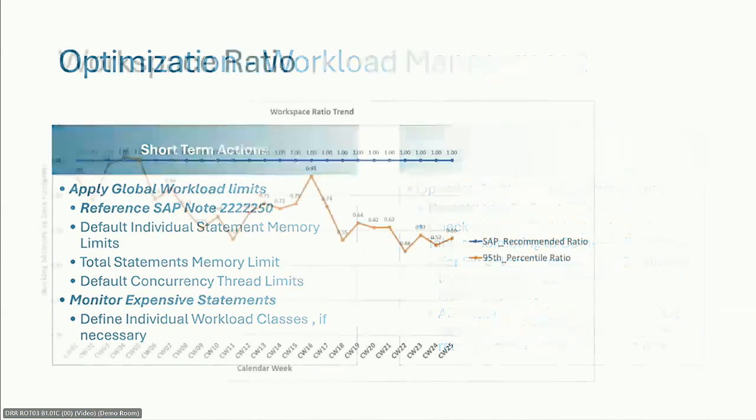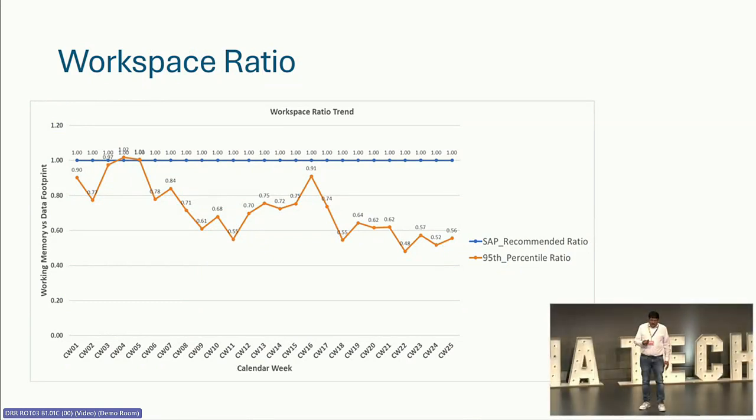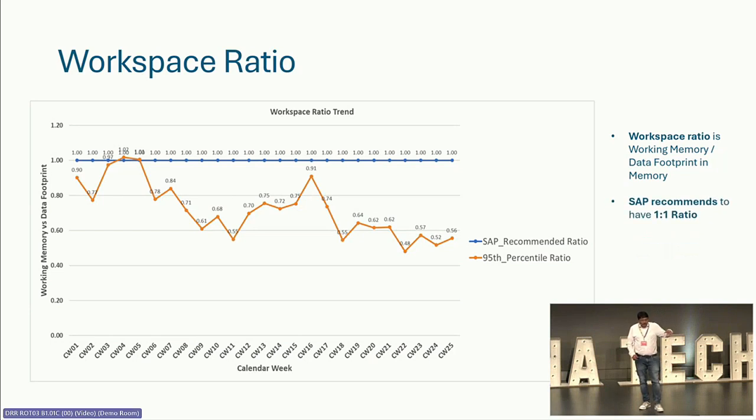So now you already have the working memory trends. You could make use of that to build something called workspace ratios. So you have the working memory and you have the data footprint. You simply divide the working memory by the data footprint, and you will get the workspace ratio. What SAP recommends, based on ABAP sizer output, is 1:1. Here I have set myself a baseline that I should play under 1:1.